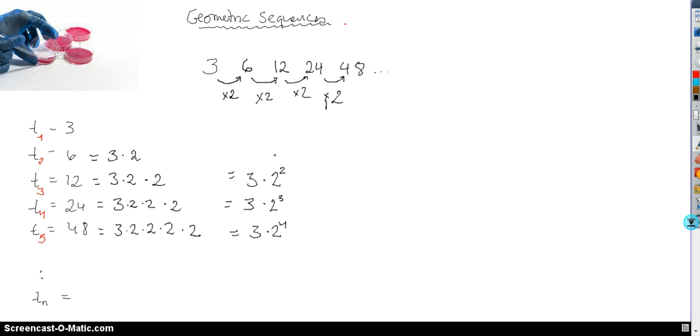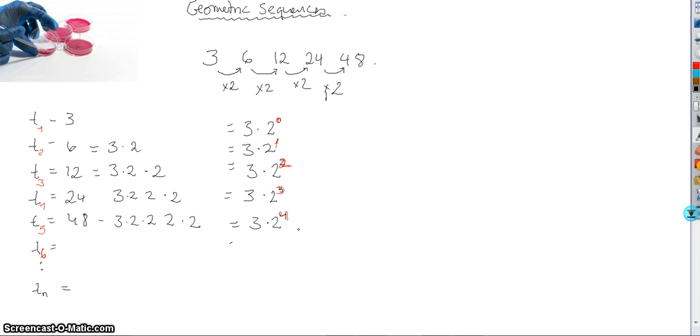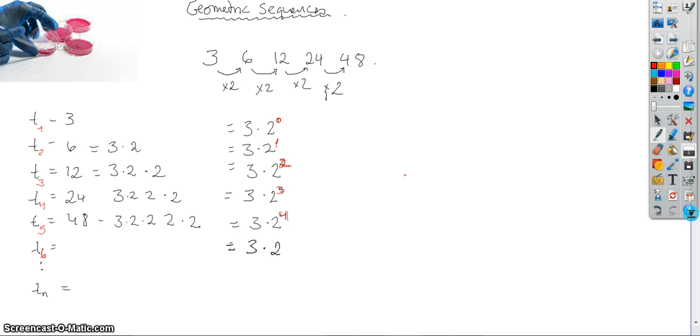If I continue the pattern upwards here, this is actually 3 times 2 to the power of 1. And actually, 3 could be written as just 3 times 2 to the power of 0, since 2 to the power of 0 is 1. If I wanted to go for the next term, T6, I could use the patterns that I find here. This should be 3 again, multiplied by 2 to the power of 5.